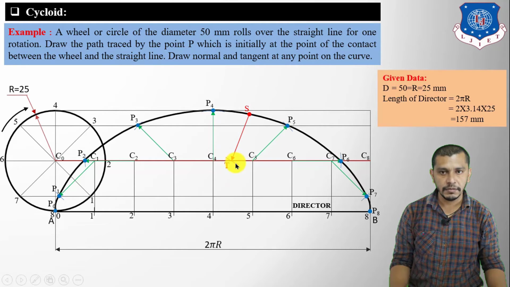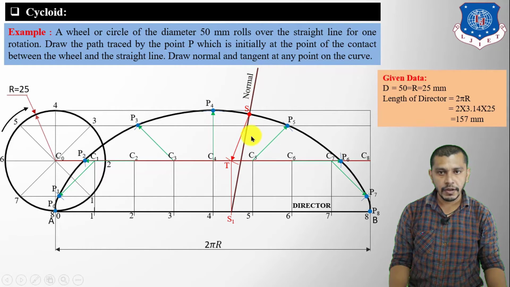Now from point T, draw a line perpendicular to the director like this. This will be our S1 point. Now connect S1 to S, which will be our normal, and the line perpendicular to the normal and passing through point S will be the tangent.